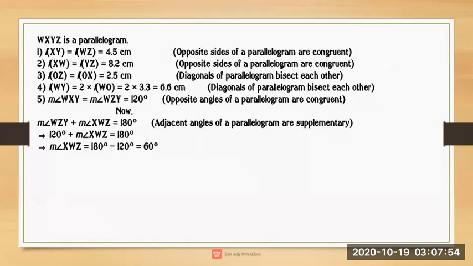So the measure of angle XWZ is equal to 60 degree. I hope everyone has understood the last sums also. I got answers from your side also, and the doubts that there were I have cleared, that last sum, the fifth part. So here we have completed our chapter.